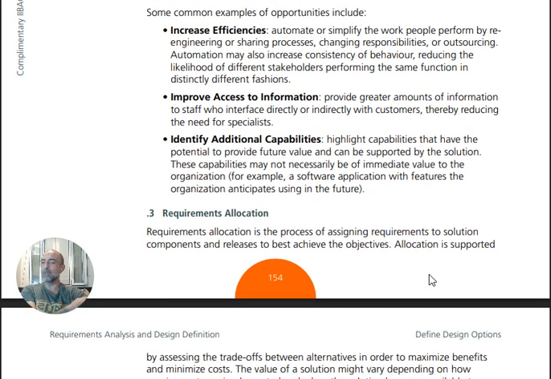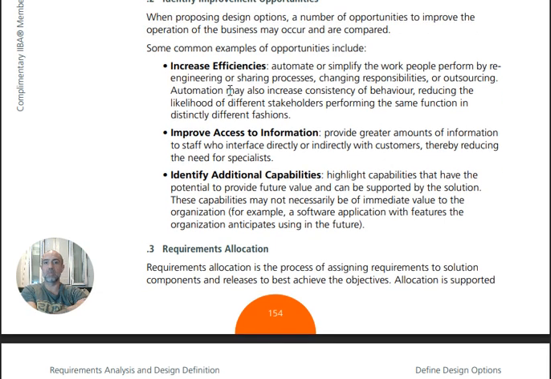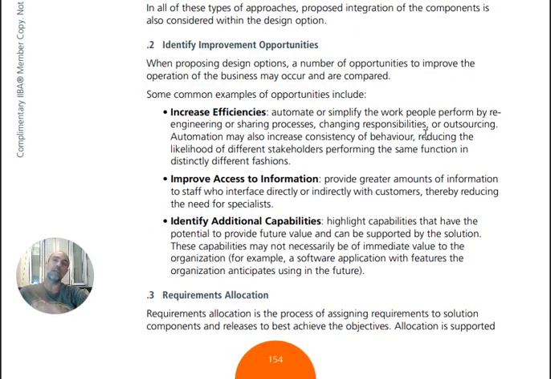Seems kind of like, I don't know if it's because we've been through all these chapters, now they seem more intuitive. And I feel the repetition works because here, improve access to information, provide greater amounts of information to staff who interface directly and indirectly with customers, thereby reducing the need for specialists. All right. Some common examples of opportunities to include, right? So ultimately, you created that chain and you created the architecture about the design with different small models in between, depending on different sectors and segments of whatever it is you're working on.